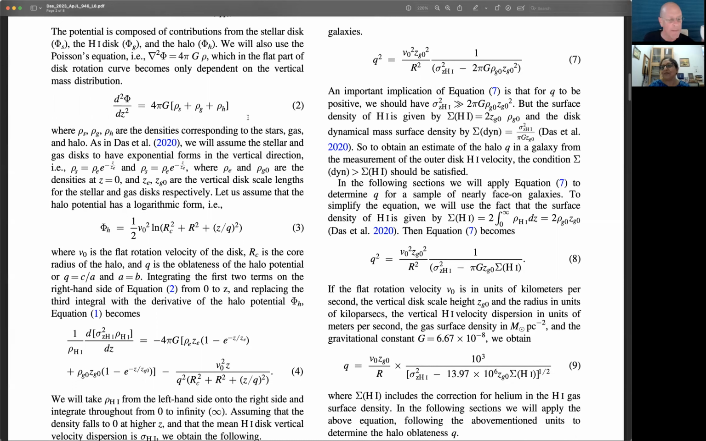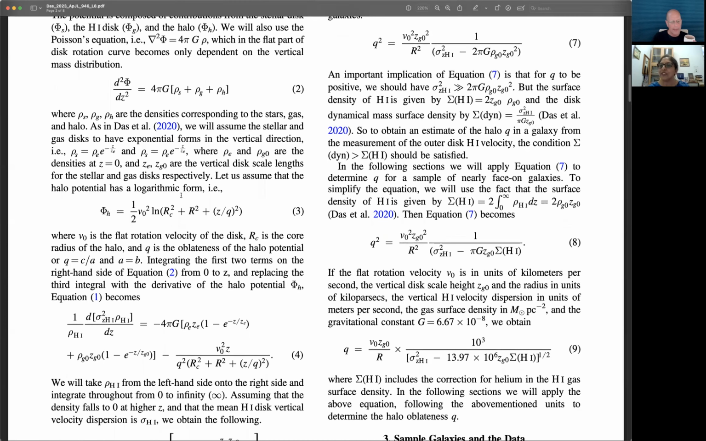Okay, so now we've got the disk composed of all these three components. And in work we did a couple of years ago, in 2020, we showed using similar results that there is some dark matter associated with disks. Now what we're doing is taking that dark matter but modeling it with a potential, and that's equation number 3, phi h, a simple logarithmic potential.